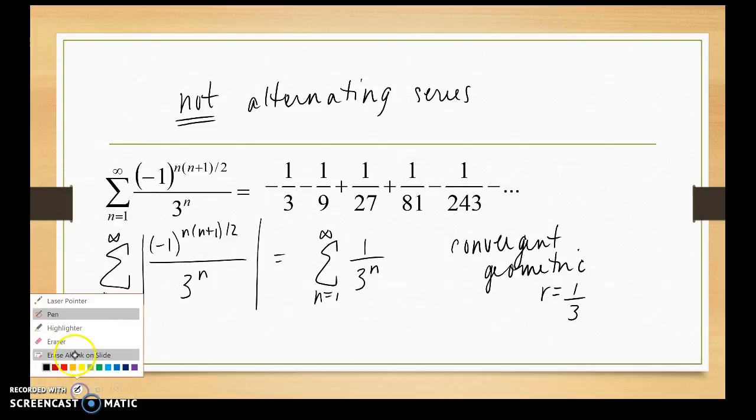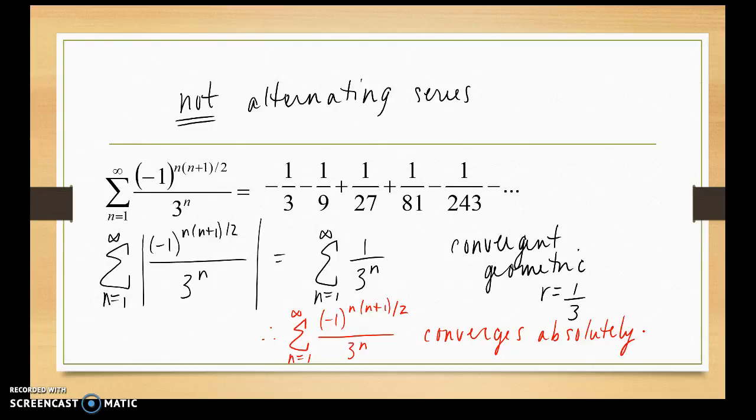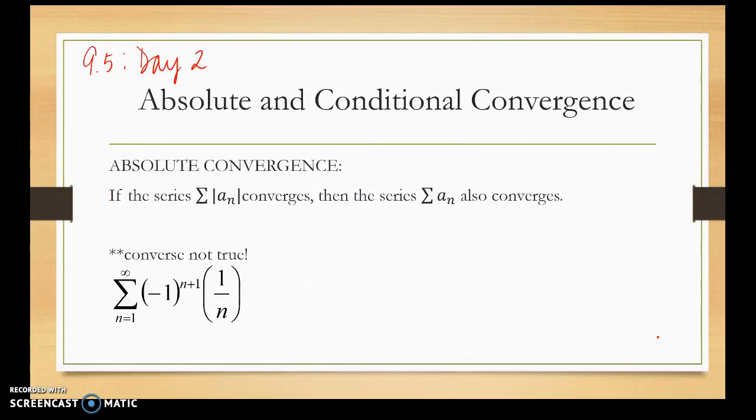So what's our conclusion from here? The series from n equals 1 to infinity of this seemingly messy looking series converges absolutely. Okay, so let's focus on this theorem here. The converse of this is not true, however. All right, so that says if we get the absolute value of the series to converge, then the series must converge as well. So let's check this out.